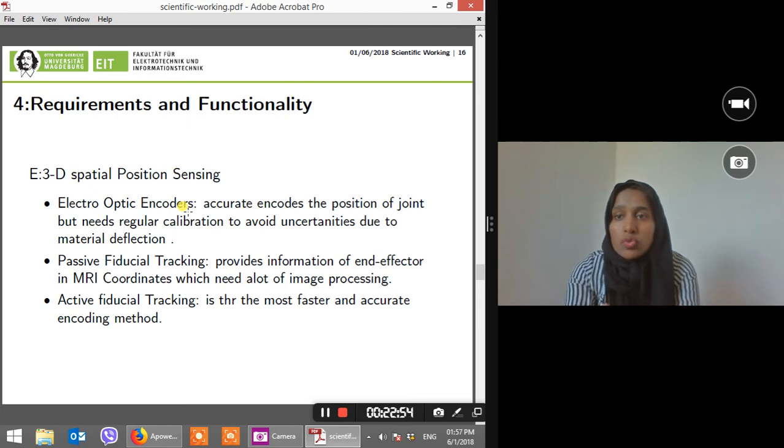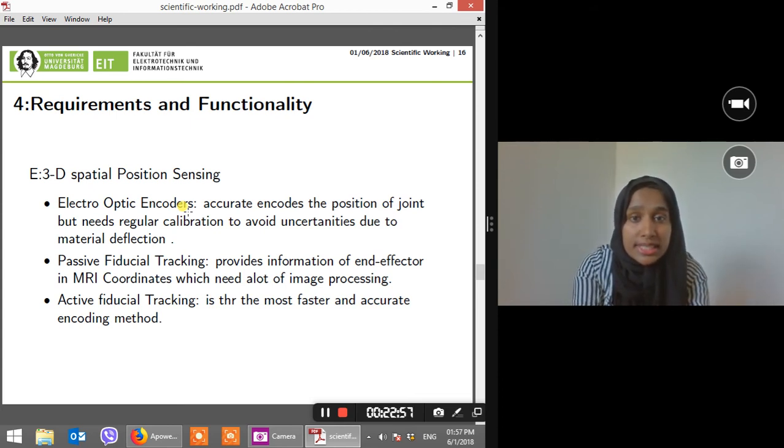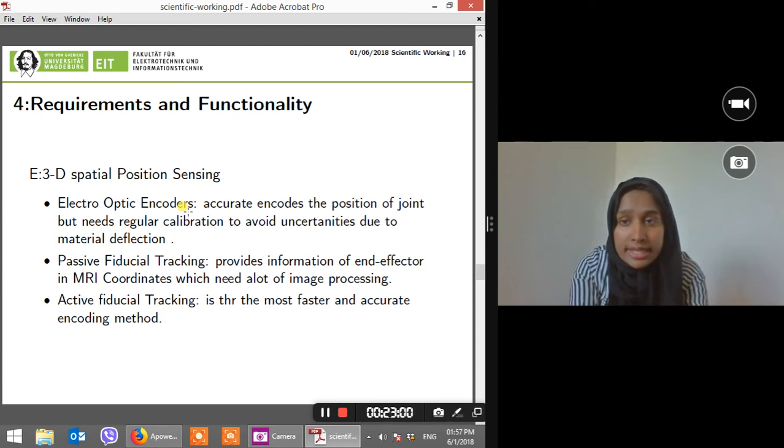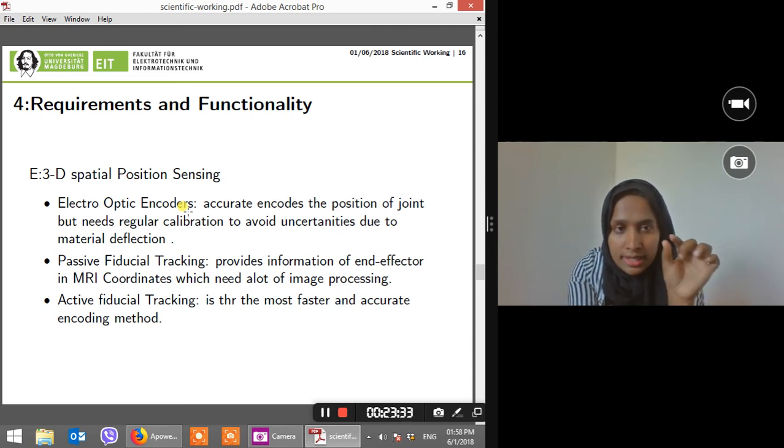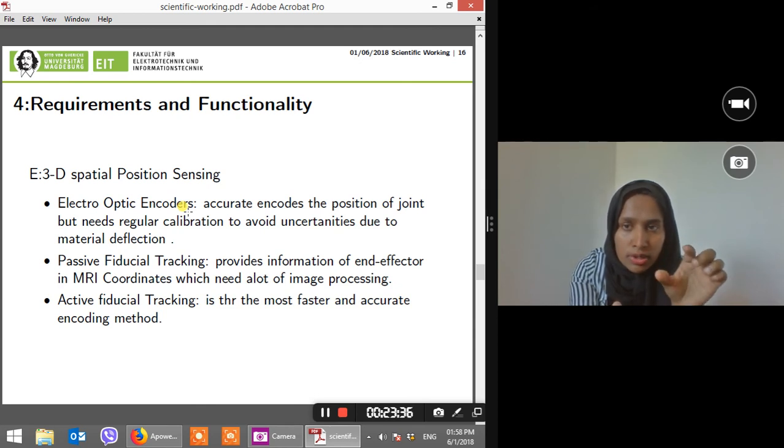Then we come to position sensing. Position sensing is detection of the path of the needle. There are three kinds of position sensing: electro-optic encoder, passive fiducial tracking, and active fiducial tracking. The electro-optic encoder encodes the position of joints and coordinates, but it needs calibration because deflection of the material causes uncertainties, so it requires continuous calibration and there is a chance of error. Here the prostate tissue itself is small and the needle is small, so we can't afford the uncertainties.